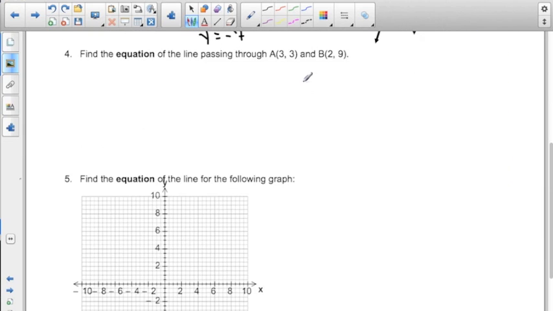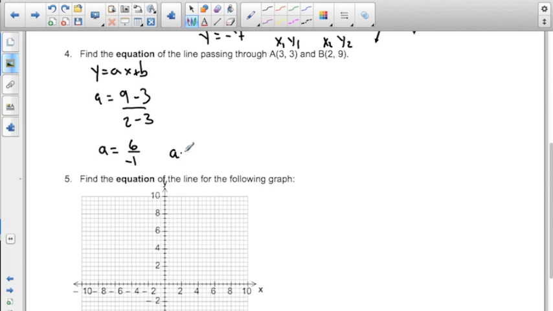So find the equation of a line. Here we don't have anything, so we have to do it algebraically. So all we're going to do, same thing that we did before, we're going to decide, and just to show you guys that it doesn't matter the order, we'll make this our y2 and this our y1, this our x2 and this our x1. So we have y equals ax plus b. A is equal to, so we take our y2, 9 minus 3 over 2 minus 3, which is going to give us a is equal to 6 over -1, which is the same thing as saying a is equal to -6.